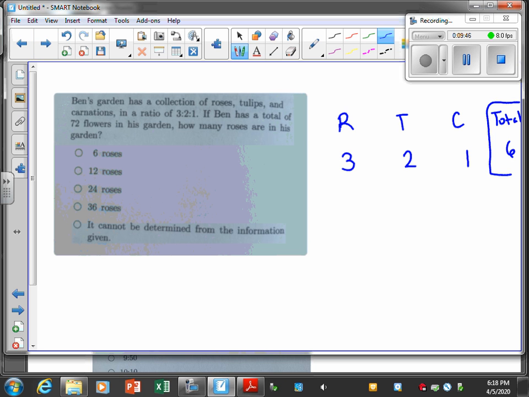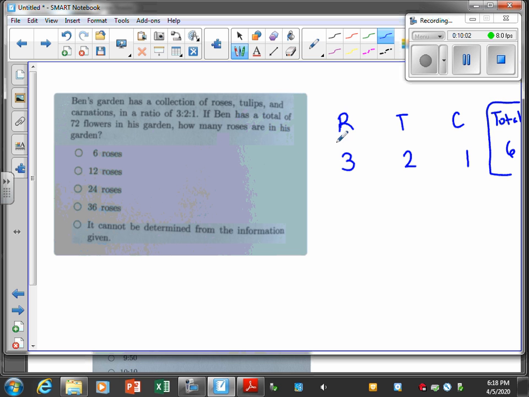Okay. Out of the ratio, because 3 plus 2 is 5 plus 1 is 6. So there's 6 total. It says if he has a total, that's the ratios, but he has a total of 72 flowers. How many are roses?